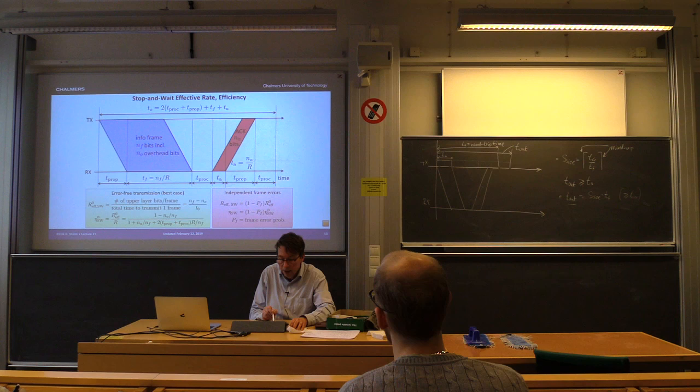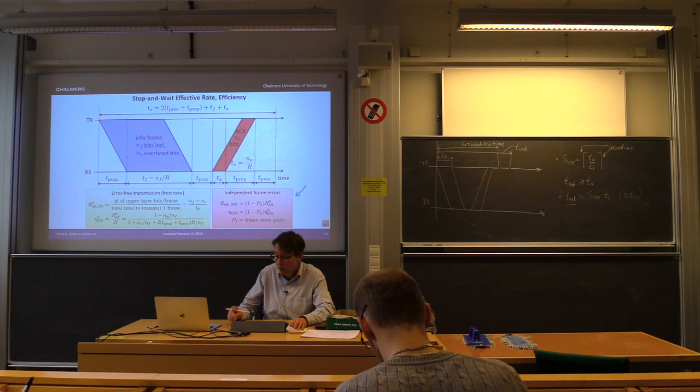If we look at error-free transmission, which is the best case, what is the effective rate of stop and wait? It's the number of upper layer bits divided by the time it takes to transmit one frame, which is NF minus N0 divided by T0. Then if we calculate it, we get this number. We will later look at what happens when we have errors, but we will do that in the next lecture. We won't do that today, so never mind that.